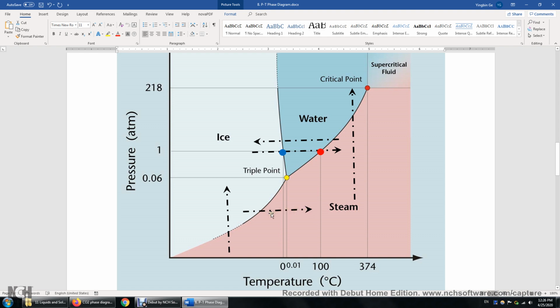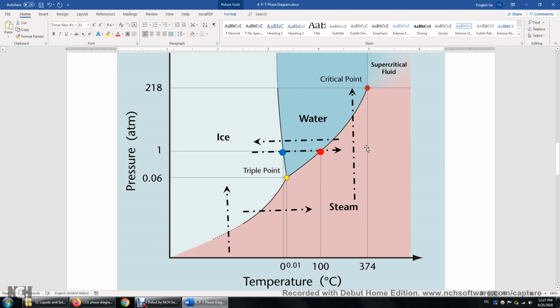Now, question. Can we observe the sublimation of ice under a higher than 0.06 atm pressure? So over here. No, it's impossible. So if the pressure is higher than 0.06 atm, so this is the line, we can't observe the sublimation of water. Ice will melt into liquid water first, and then water turns into gas.